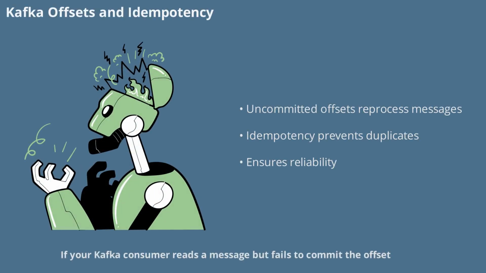If your Kafka consumer reads a message but fails to commit the offset, it will read the same message again when it restarts. This means your processing logic must be idempotent, so that processing the same message twice doesn't cause errors or duplicate results. This is a core concept for reliable message processing.